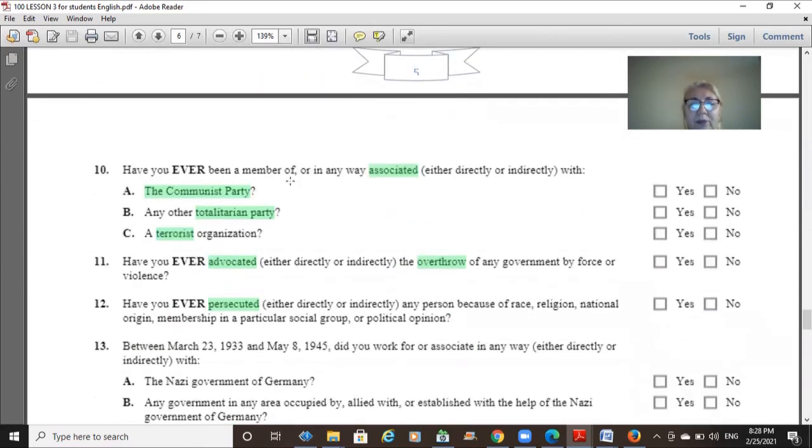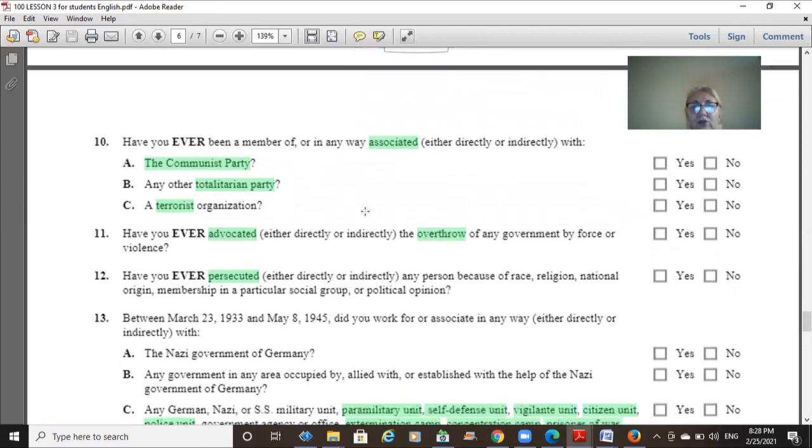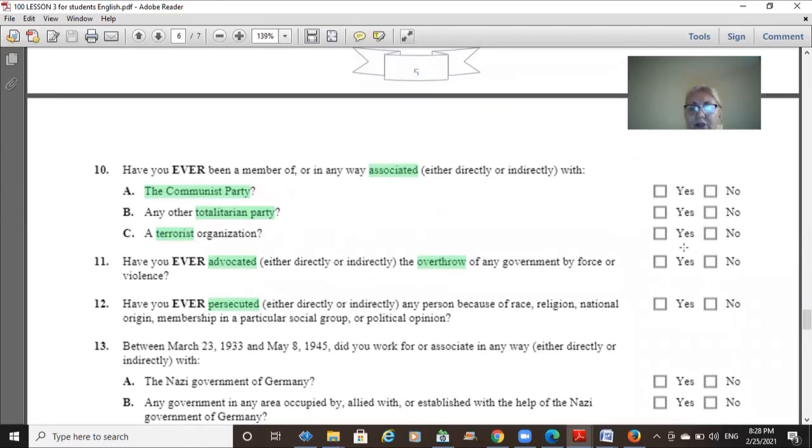Okay, let's look at number 10. Have you ever been a member of or in any way associated or connected with or to the Communist Party, any other totalitarian party, a terrorist organization? So to answer these questions, you need to know what the Communist Party, a totalitarian party, and a terrorist organization are. And I provide the meanings of these below. So you're going to say yes or no here.